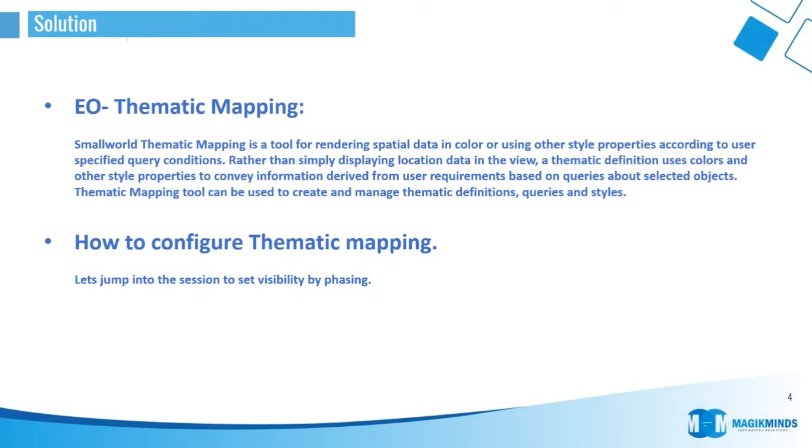Rather than simply displaying the location data in the view, a thematic definition uses colors and other style properties to convey information derived from user requirements, based on queries about the selected objects. The thematic mapping tool can be used to create and manage thematic definitions, queries, and styles. How to configure this thematic mapping? Let us jump into the session to set visibility by phasing using thematic mapping.